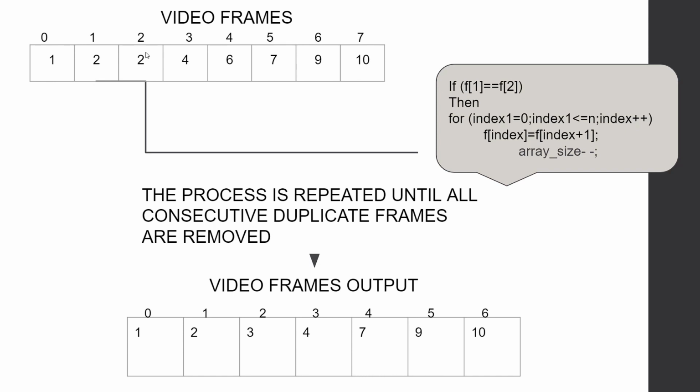Then we check again. 2 and 2 here at index value 2 and index value 1 are equal. So we have to do another compression. We run through the same procedure, assigning 2 to 1, 3 to 2, 4 to 3, 5 to 4, 6 to 5, 7 to 6, and we stop there and decrement the size of the array. We continue this process until all duplicate frames are removed and we end with the correct output.